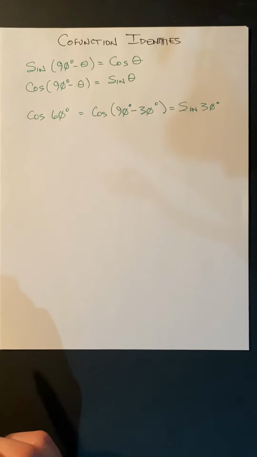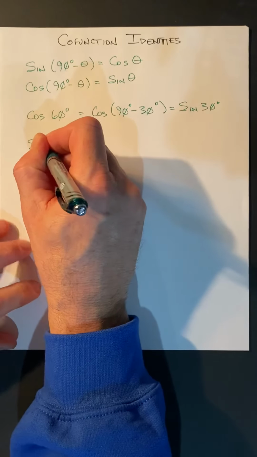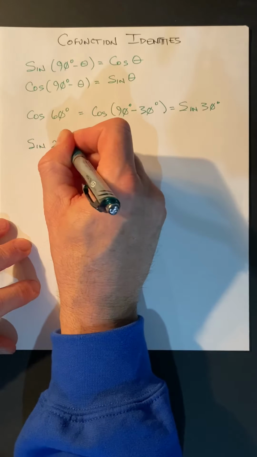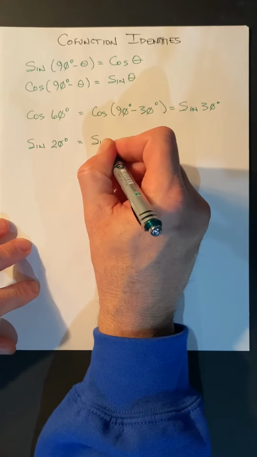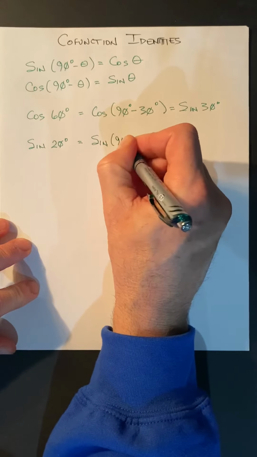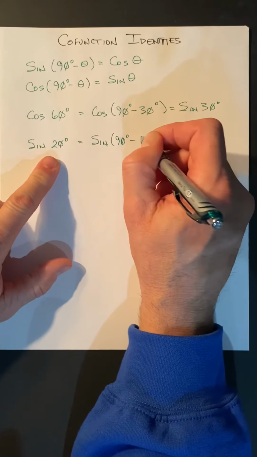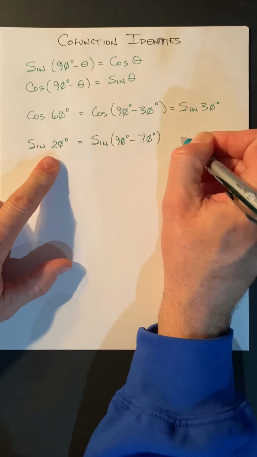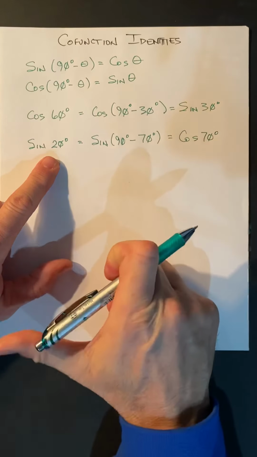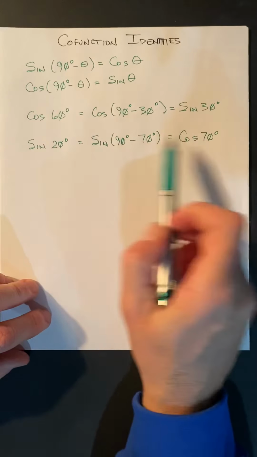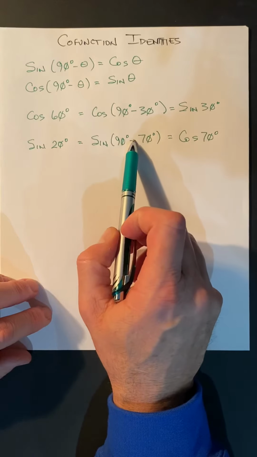So you could say, well, what is the sine of 20 degrees, okay? Well, isn't that the same thing as the sine of 90 degrees minus, well, how do I get 20? I get 20 by subtracting 70 degrees, and that would be equal to the cosine of 70 degrees, okay? So there'll be times when you're given one of these and you can use it to figure out the other one, but it's this relationship in the middle here.